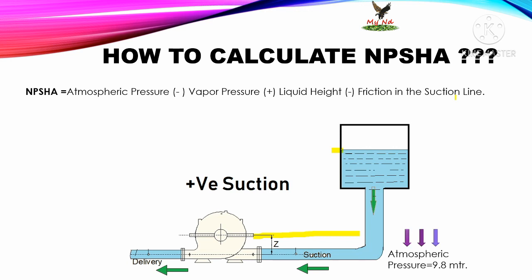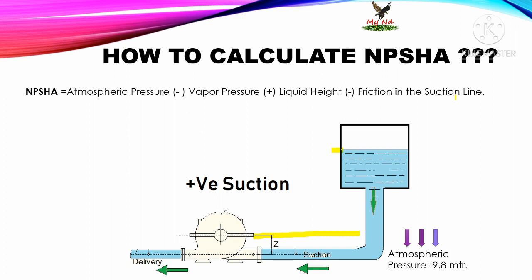Suppose atmospheric pressure is 9.8 meter. Atmospheric pressure depends on the height above sea level. Every location has a different atmospheric pressure. If you want to find out the atmospheric pressure in your area, you can search on Google.